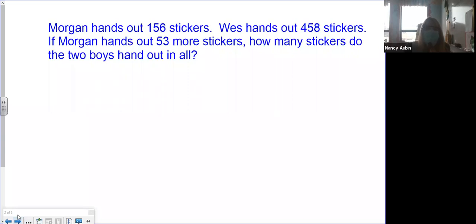Morgan hands out 156 stickers. Wes hands out 458. If Morgan hands out 53 more stickers, how many stickers do the 2 boys hand out in all? My name would have been Morgan. Morgan hands out 156 stickers. Wes hands out 458 stickers. If Morgan hands out 53 more stickers, how many stickers do the 2 boys hand out?